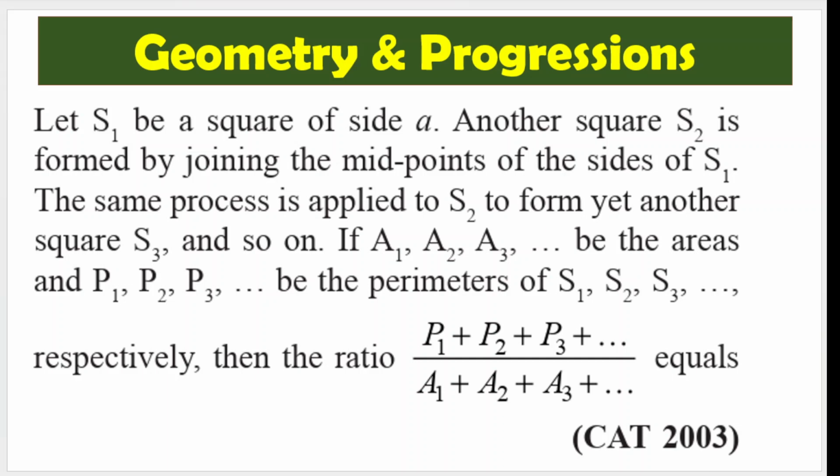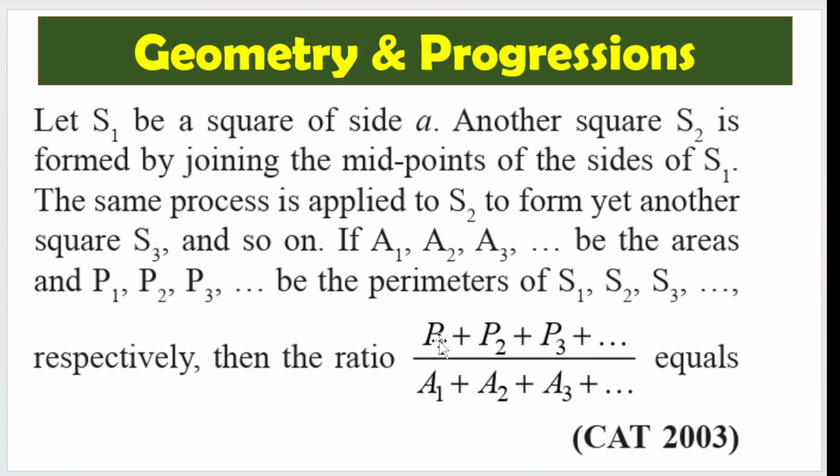Hi friends, in this problem we are given infinite squares, a square inside a square and then another square inside the second square likewise. There is a square S1 of side A and another square S2 joining the midpoints of S1, and it is going on and on. Now A1, A2, A3 are areas of the squares, P1, P2, P3 are perimeters. Then what is the value of P1 plus P2 plus P3 by A1 plus A2 plus A3?